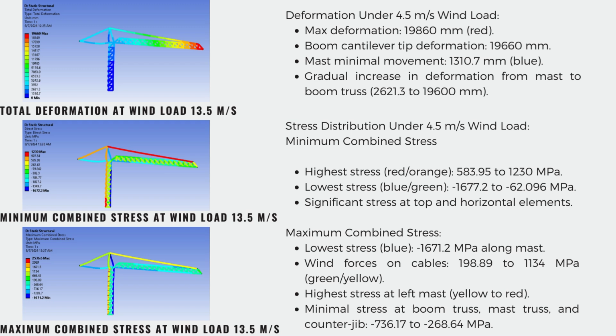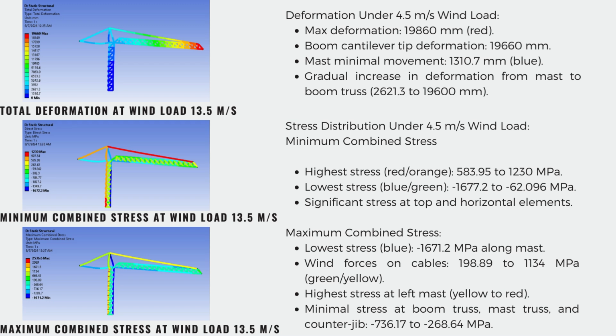Lastly, under 13.5 meters per second wind load, the tower crane experienced significant deformation with a maximum of 90,860 mm at the boom cantilever tip and minimum movement at the mast. The deformation gradually increased from the mast to the boom. Stress analysis shows the highest stress value between 583.95 to 1230 megapascal at the top and the horizontal element.